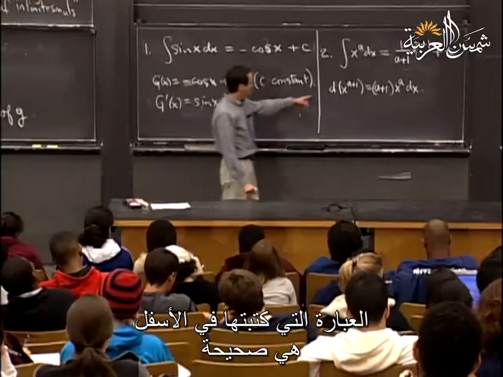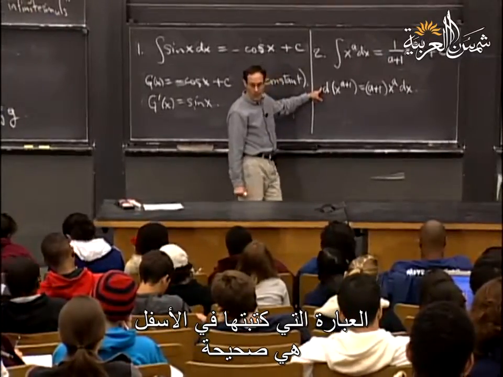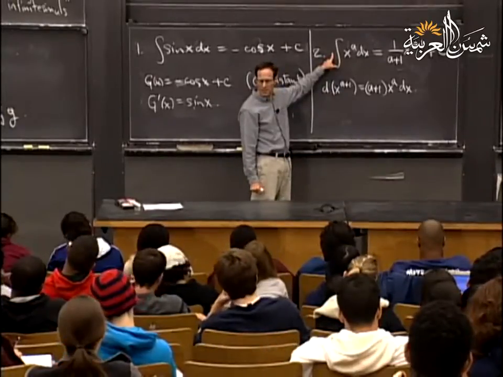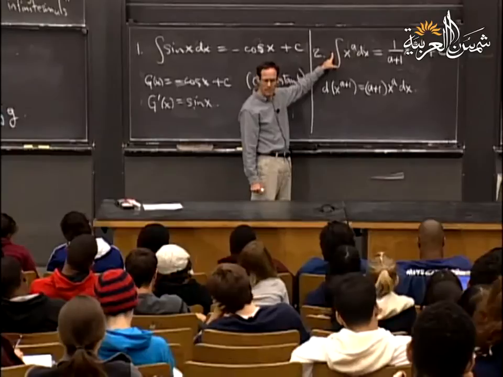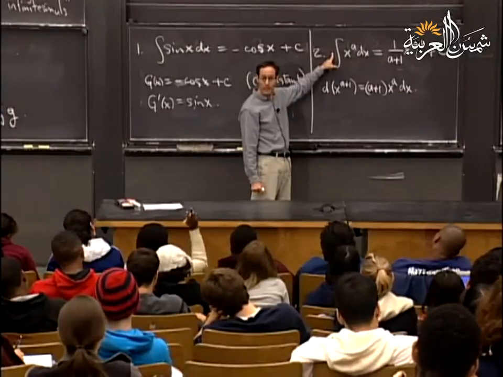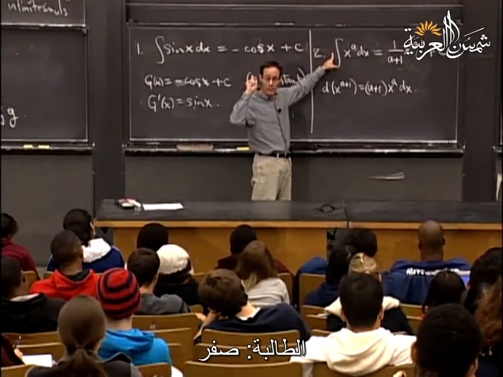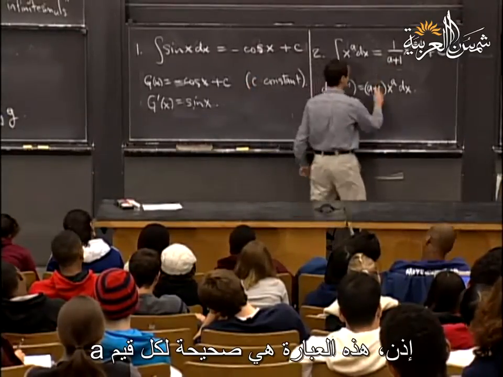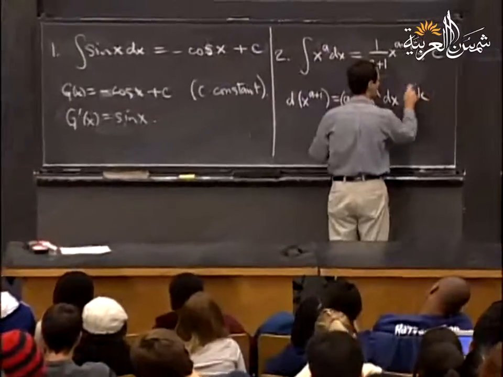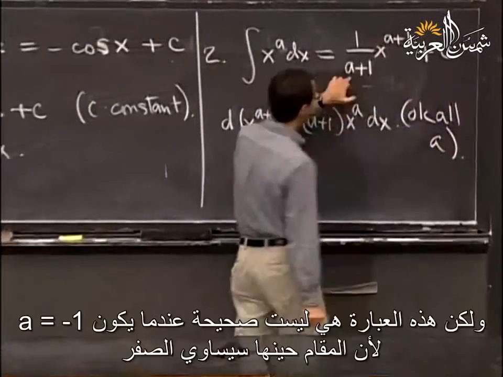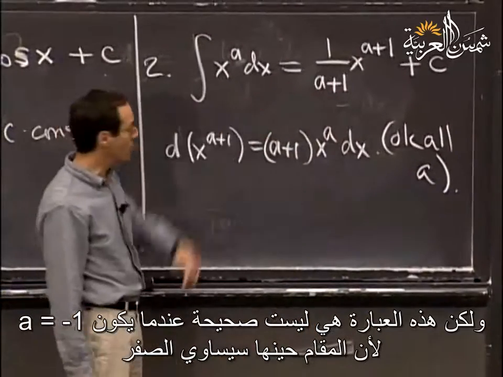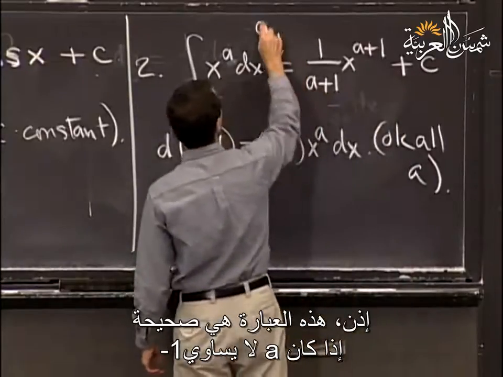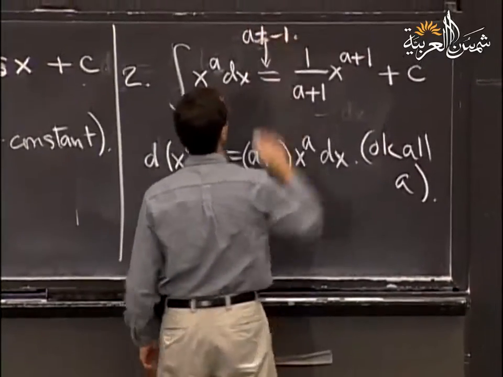Now, the identity that I wrote down below is correct, but this one is not always correct. What's the exception? Yeah, a equals negative 1. So this one is okay for all a, but this one fails because we divided by 0 when a is equal to -1. So this is only true when a is not equal to -1.